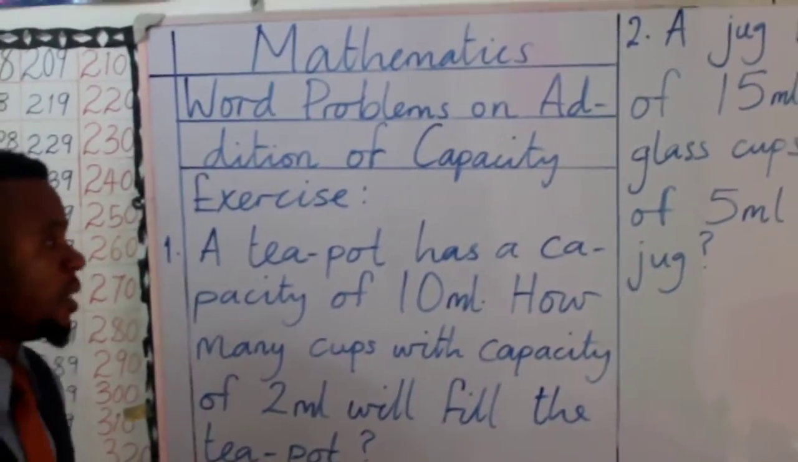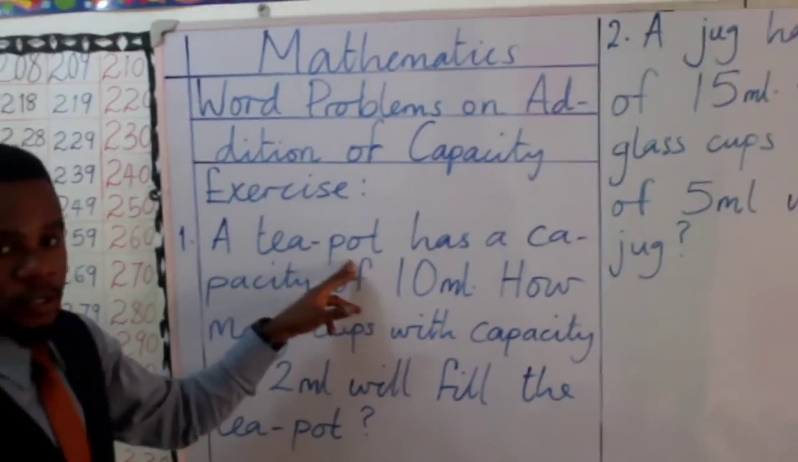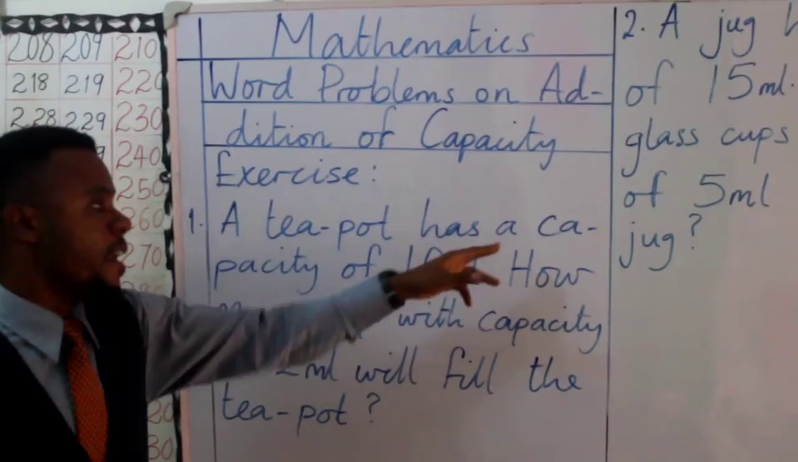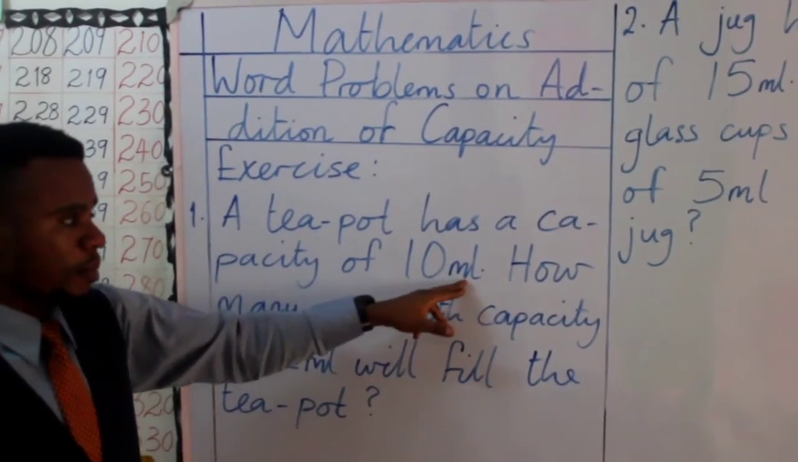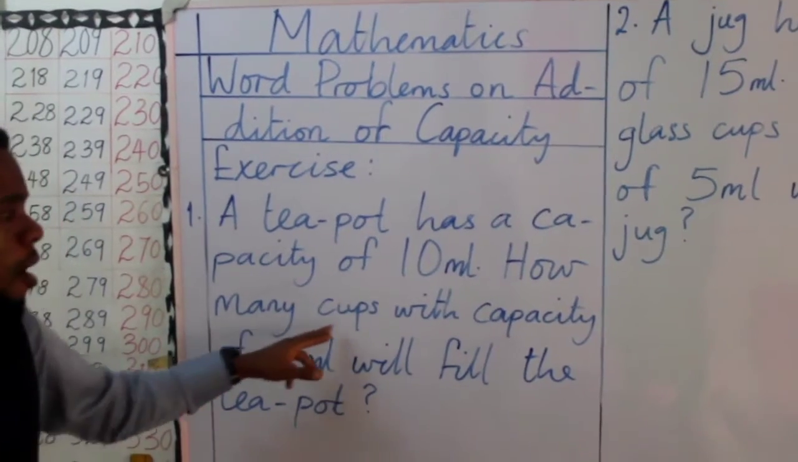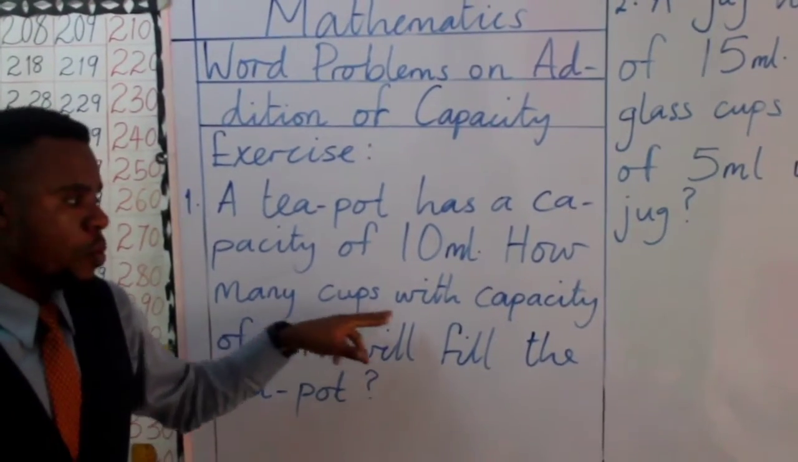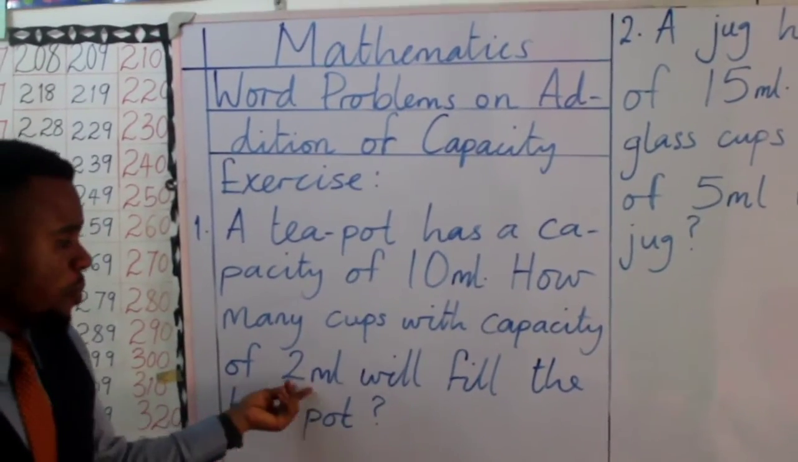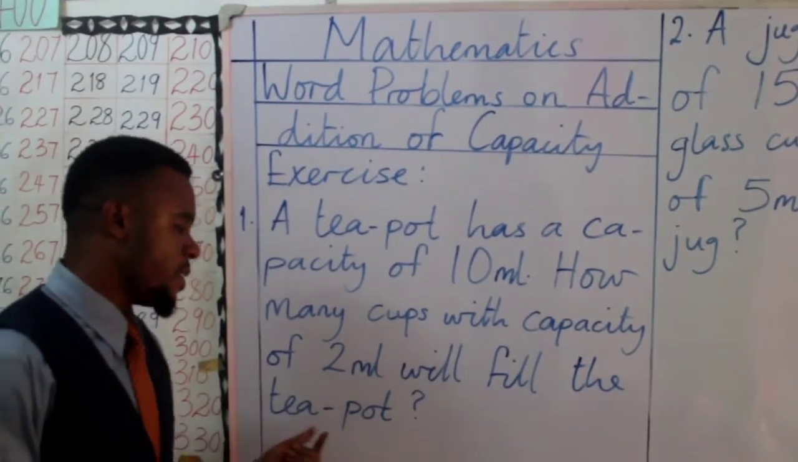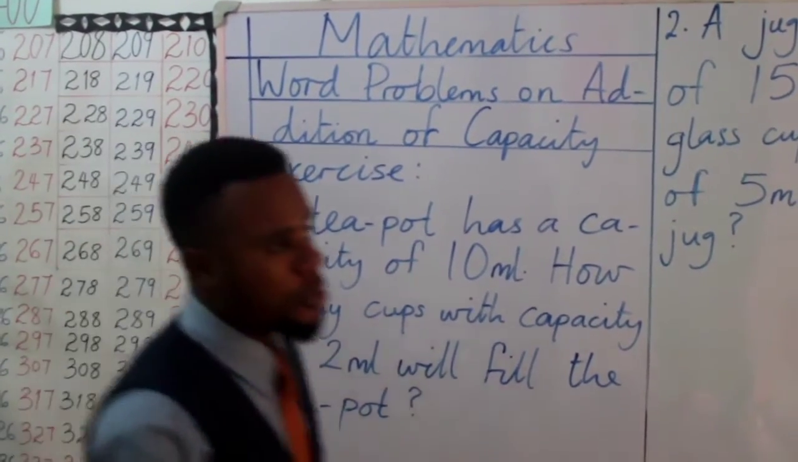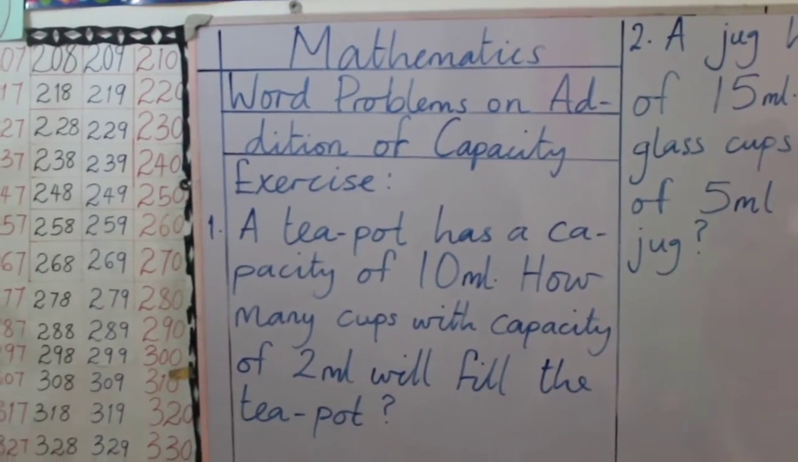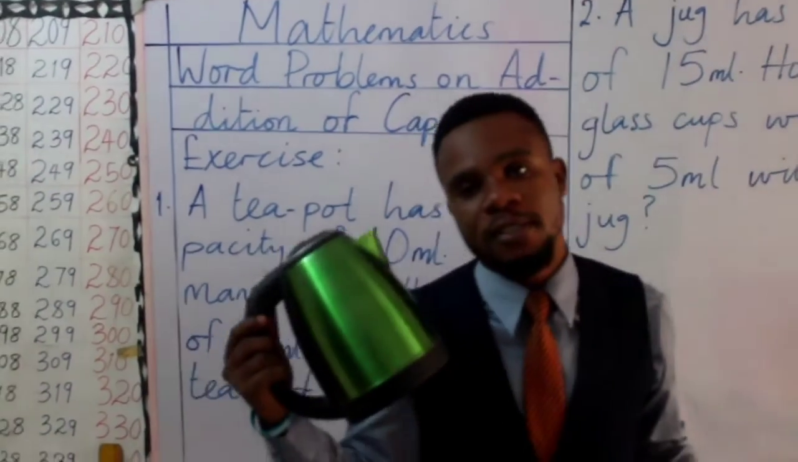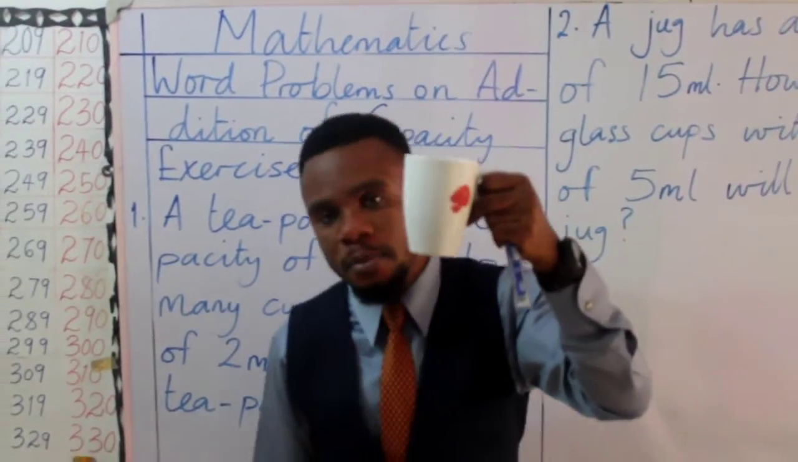Please listen properly. A teapot has a capacity of 10 milliliters. How many cups with a capacity of 2 milliliters will fill the teapot? Now we want to know how this can be possible. Let's take this as our teapot and this is our cup.